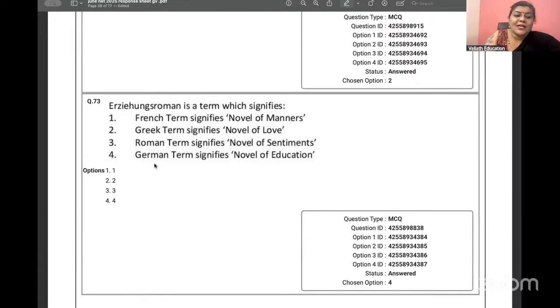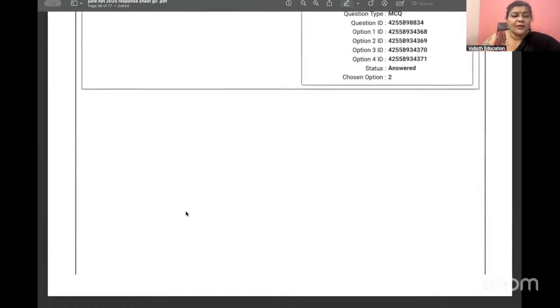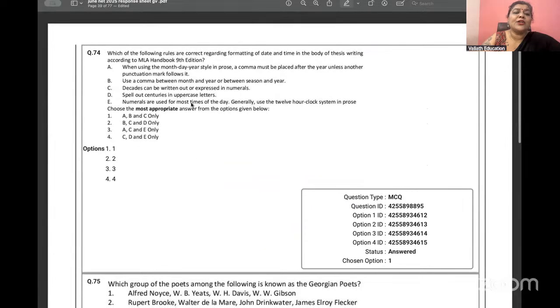Okay, this is not how French sounds. This is not how Greek sounds. Erziehungsroman, Bildungsroman is German. Goethe wrote Wilhelm Meister's Apprenticeship. That is the archetypal Bildungsroman, isn't it? The first one, so to say. Okay, so next one. All that is general knowledge.